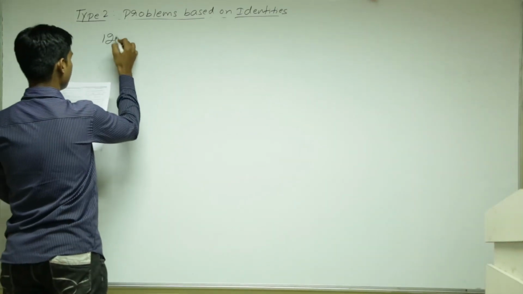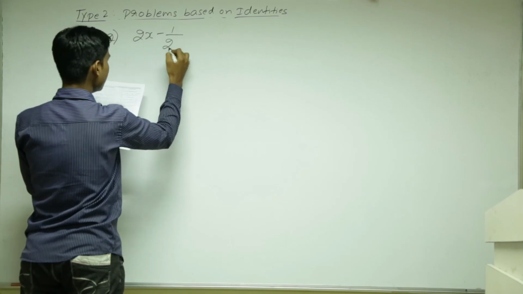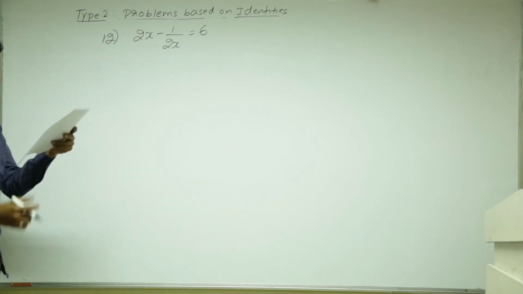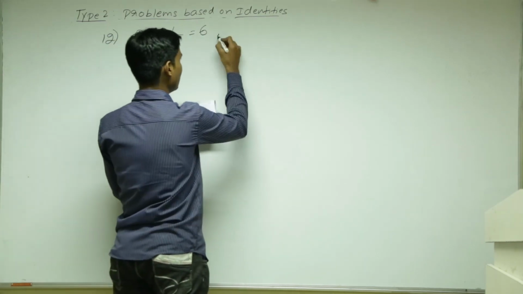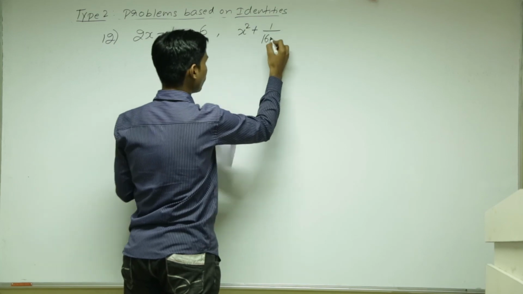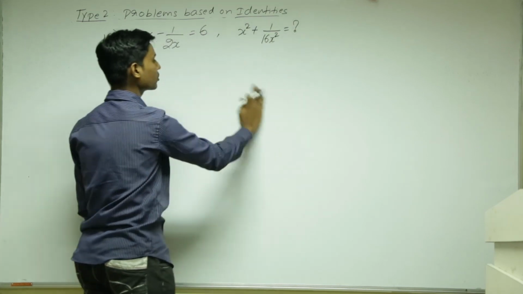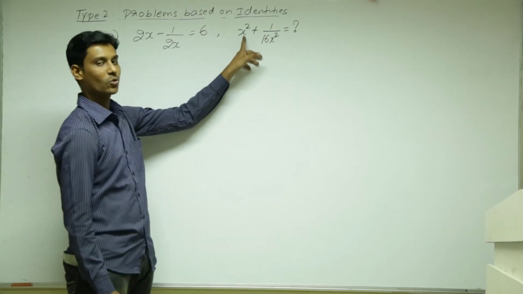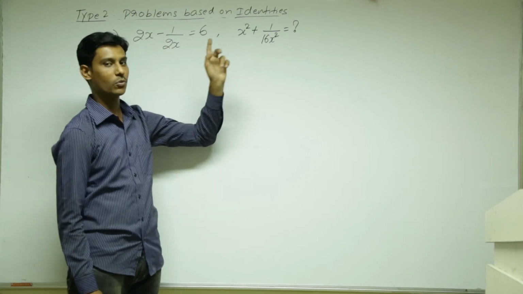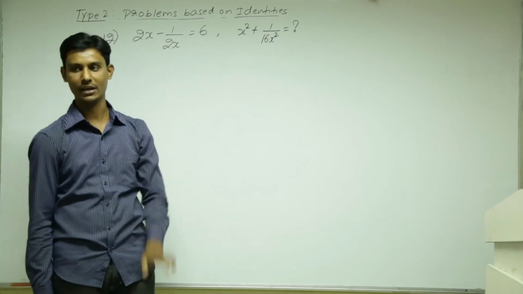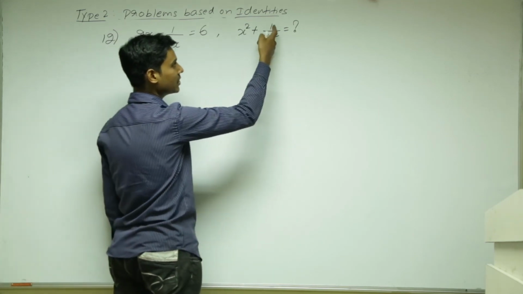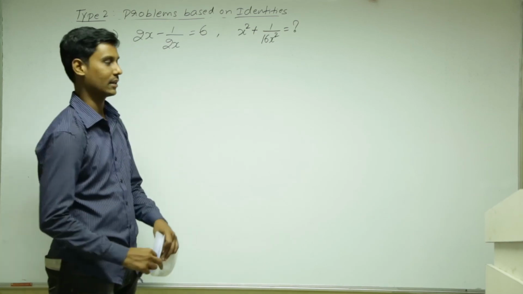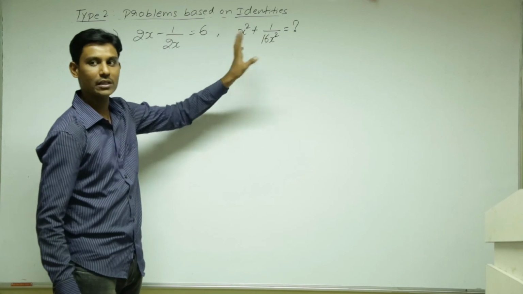If 2x minus 1 by 2x is equal to 6, then find the value of x square plus 1 by 16x square. Now see here. If I want to get these terms, x square, which variable if I square I will get x square? If I square x I will get x square. Similarly, 1 by 16x square, if I want to get that, then I should square 1 by 4x. That means x plus 1 by 4x is what I require.